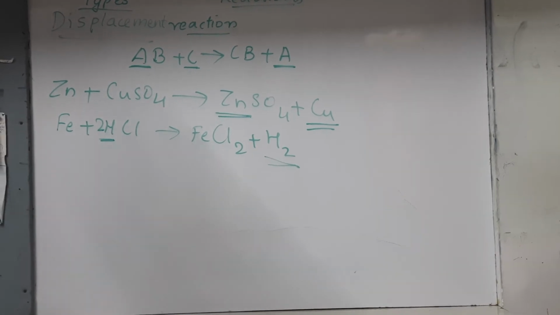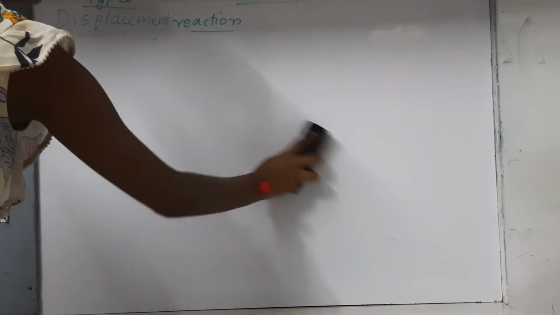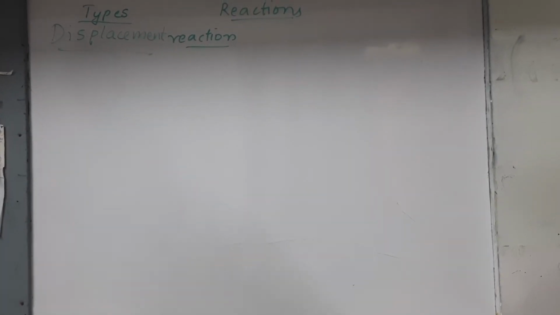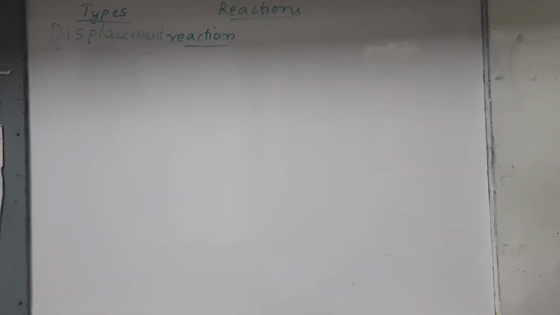We know many reactivity series. Do you know about the reactivity series? What is this reactivity series? It is a series in which the metals are arranged in decreasing order of their reactivity. That is potassium, sodium, calcium, magnesium, aluminium, zinc, iron, lead, hydrogen, copper, mercury, silver, gold and platinum. This is the reactivity series.